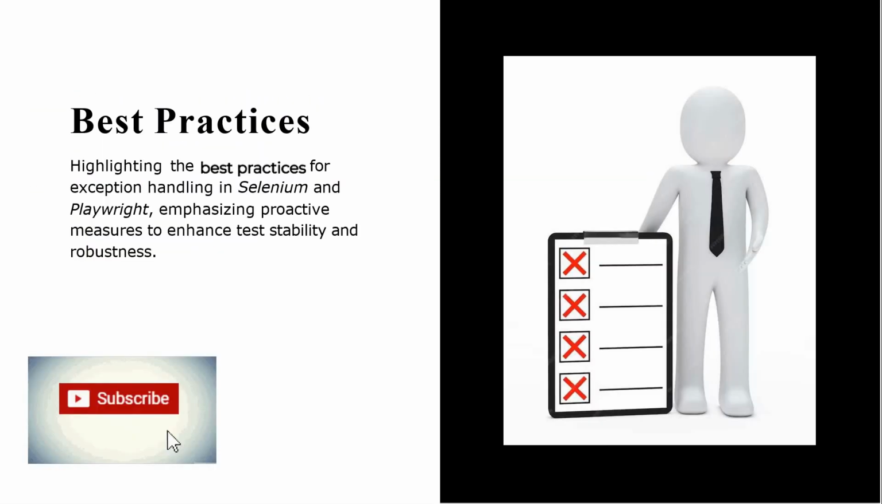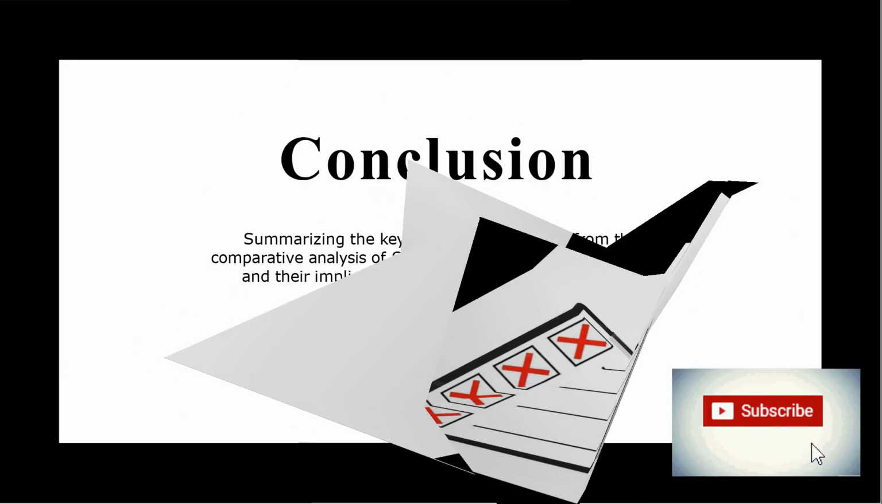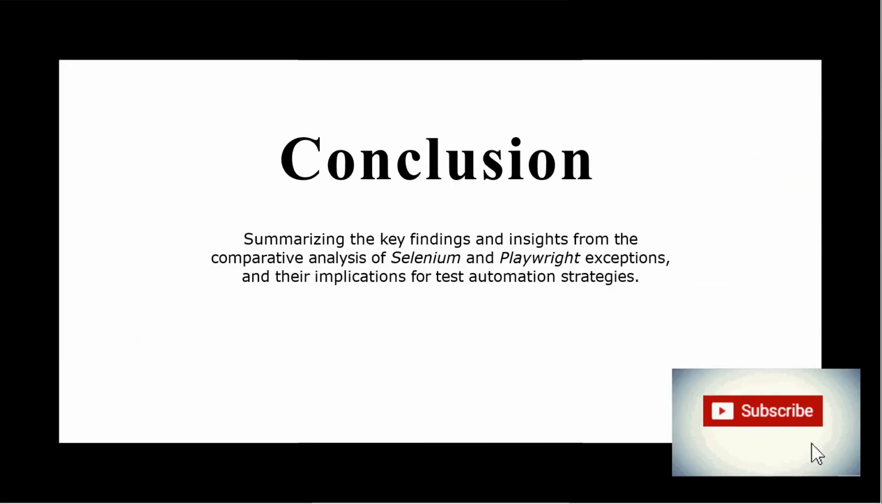I think it's very easy, but Playwright is a very new tool, and I have seen that a lot of people are learning the Playwright tool, and this video really helped them in finding out the exceptions. We'll be having more videos on Playwright. The best practices for exception handling in Selenium and Playwright emphasize proactive measures to enhance test stability and robustness. So you can also have methods with which you can catch the exceptions and work with them. And now we have a conclusion summarizing the key findings and insights from the comparative analysis of Selenium and Playwright exceptions and their implications for test automation strategies.